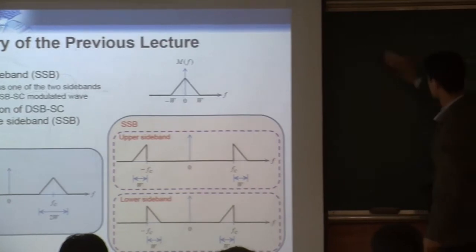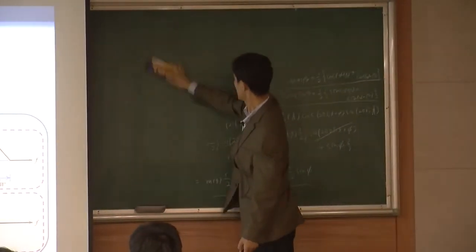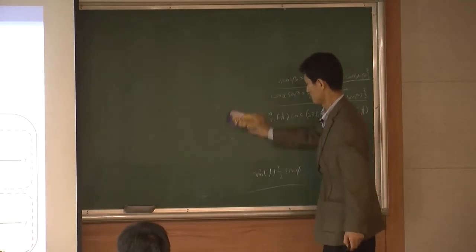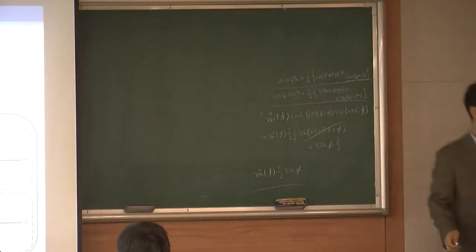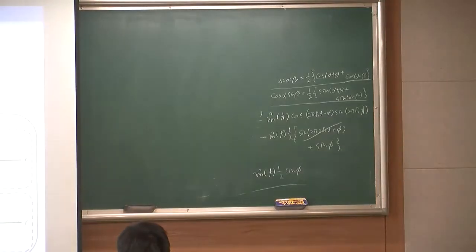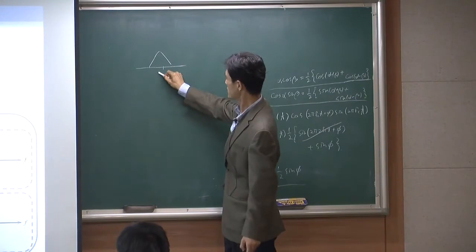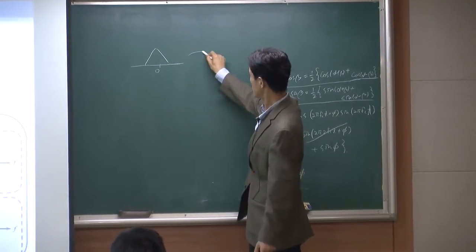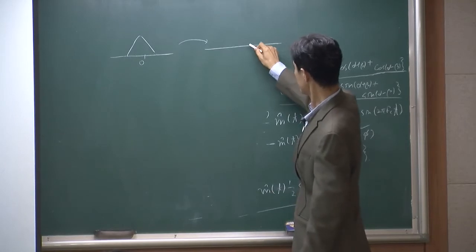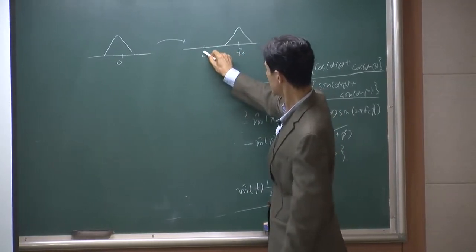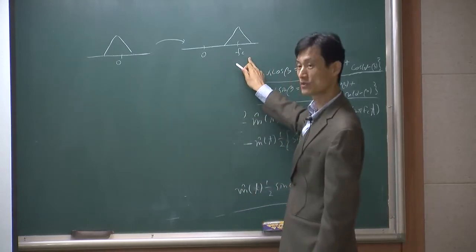Simply multiplying cosine carrier, you can change the frequency. Now then, let me tell you here. Let's say your signal was originally in baseband, and if you want to do frequency translation into FC, you multiply cosine into here. Then you can simply change it to this.